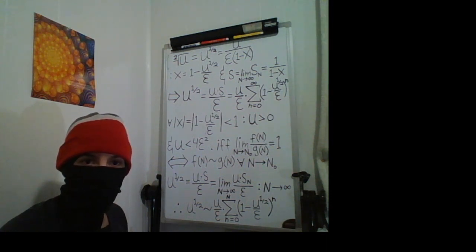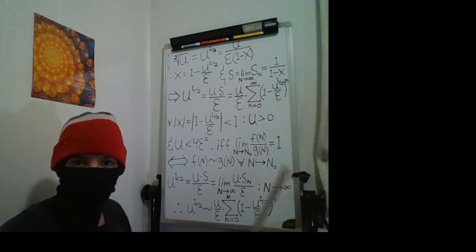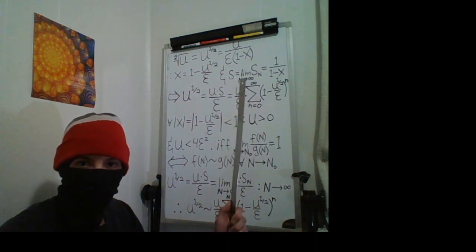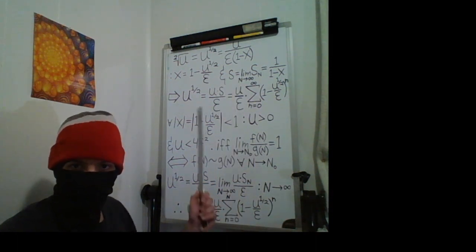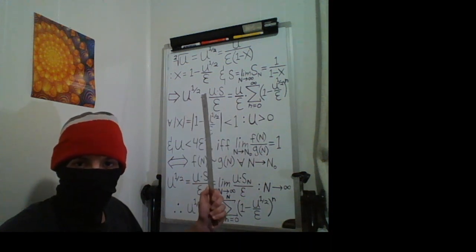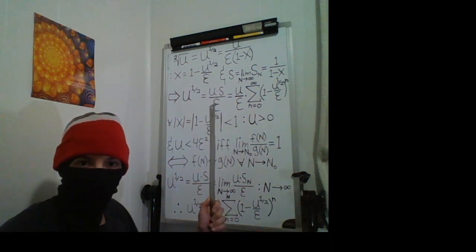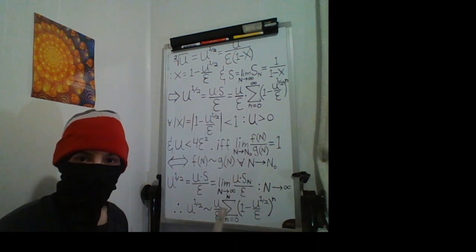Approximation generator assembly occurs from applying this limit definition of asymptotic relationships to the combination of the geometric series partial sum formula and the now established identity, square root of u equals u times s over epsilon, forming this approximation generator.